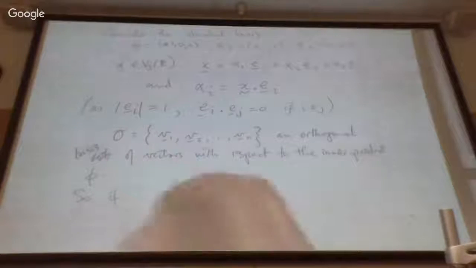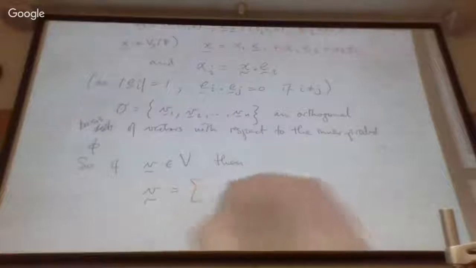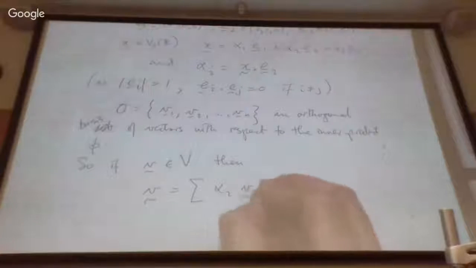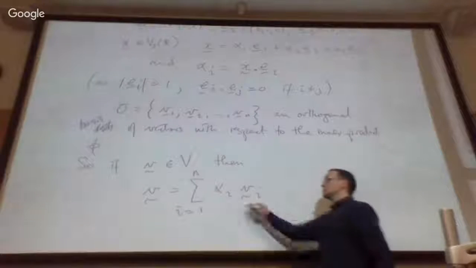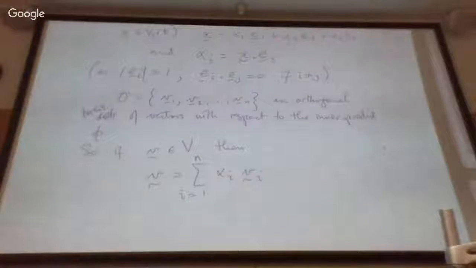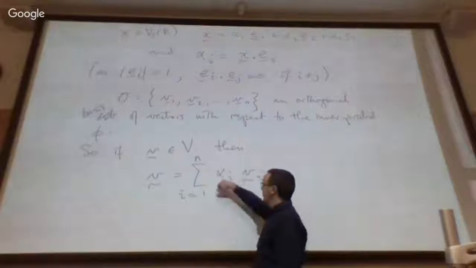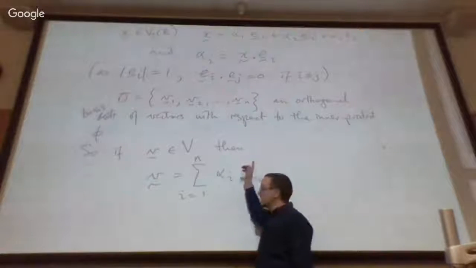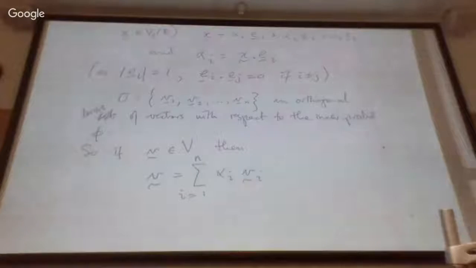So if you've got a vector v from the space, then of course, because they're a basis, v must be expressible as a linear combination of the basis vectors with some coefficients alpha i. And all theorem 4.2 says is it states the definition of these coefficients alpha i in terms of the inner product, the vector you're talking about, and the basis vectors vi.